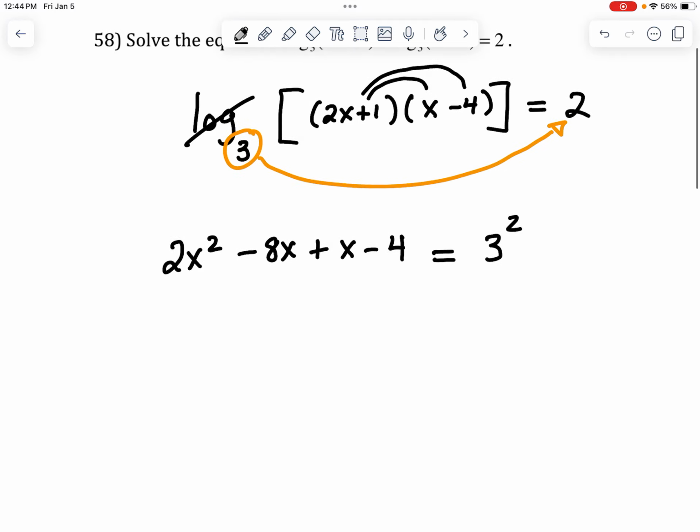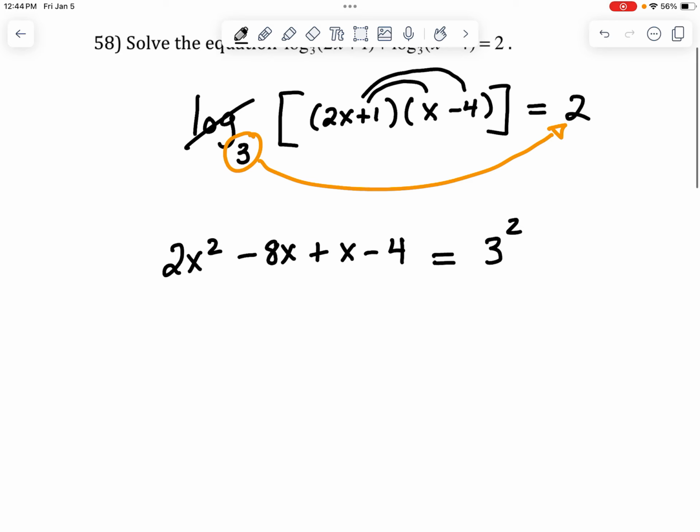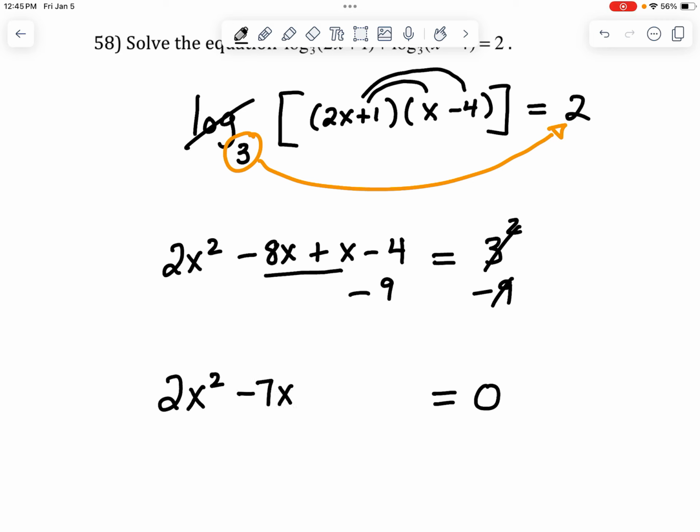We're most likely going to need to factor or use the quadratic formula, so I'll need to put everything on one side. On the right side, 3 squared is 9, so to eliminate that, subtract 9 from both sides. These cancel, leaving just a 0 on the right side. And on the left side, we have 2x squared, and as far as the x's, that's going to be negative 7x and then minus 13.